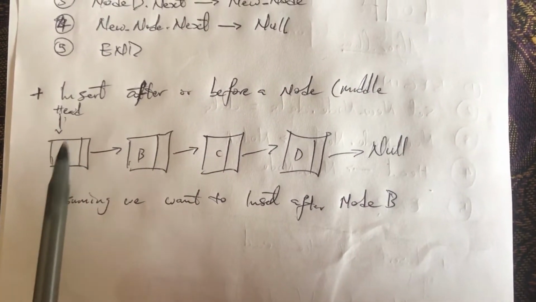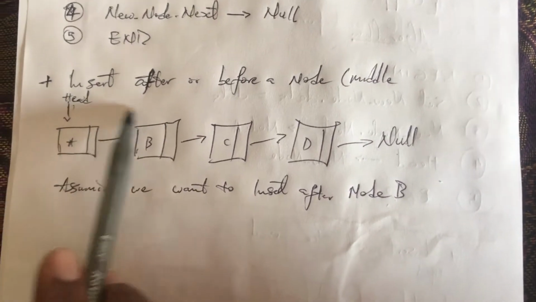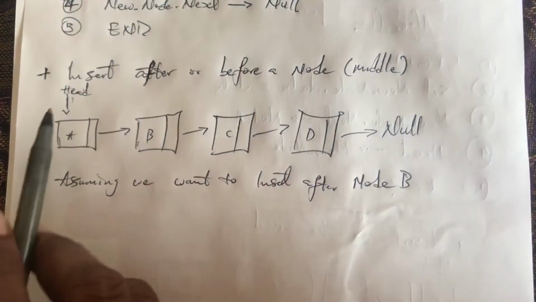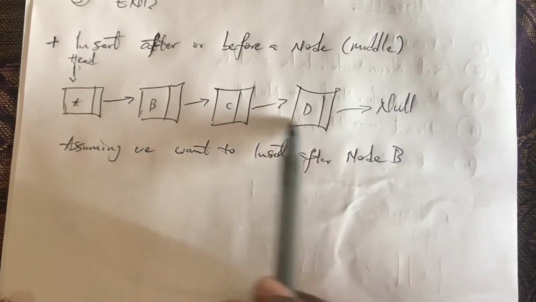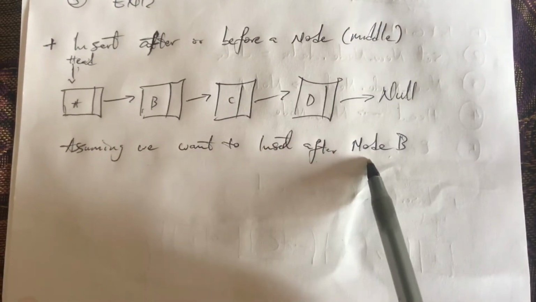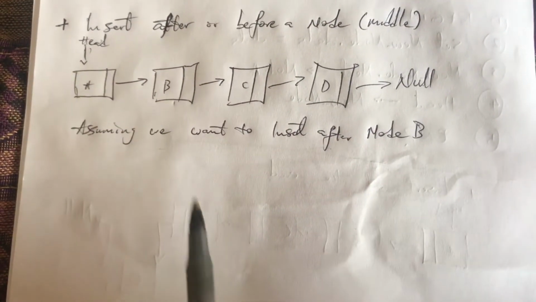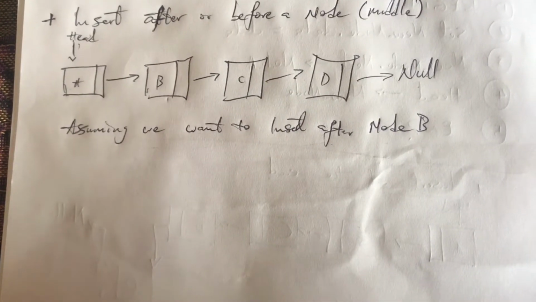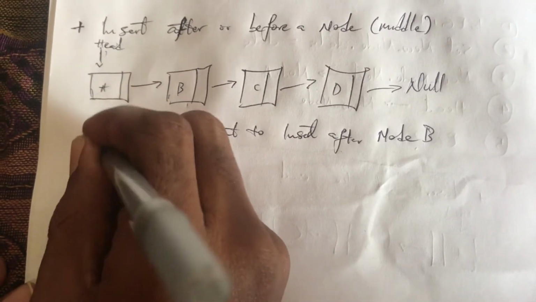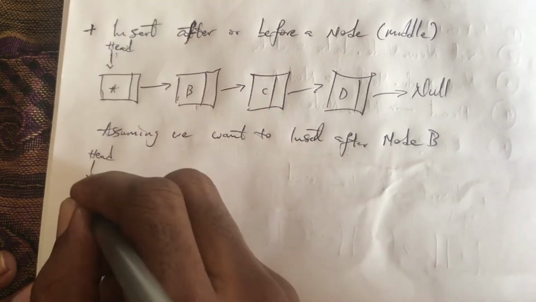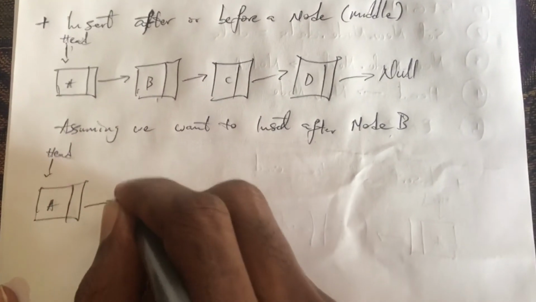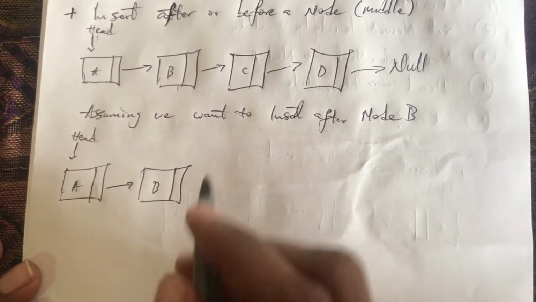So now we are at the third possibility, insert after or before a node, the middle. So this is the head, this is the list of the nodes again. Assuming we want to insert after node B, the same thing, we're inserting O. Our head as usual is still where it is, A is the head. Then we point to node B. This is a specific point.